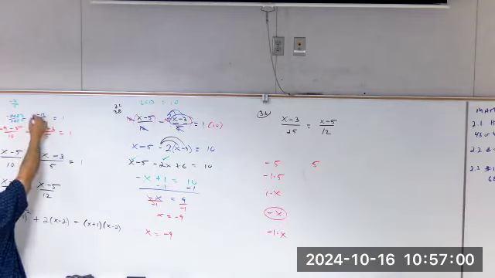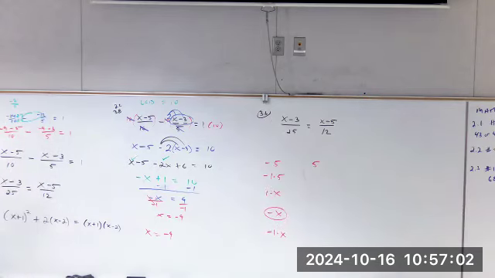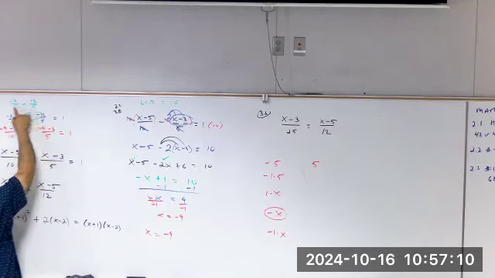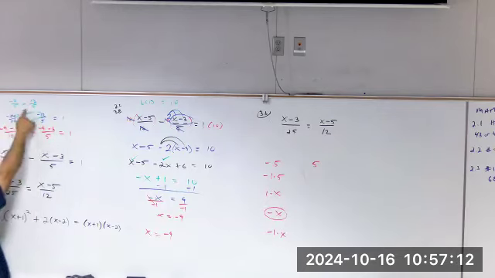When I subtract a negative, what does that become? It becomes addition. So plus 12 over 5. What's negative 7 over 5 plus 12 over 5?